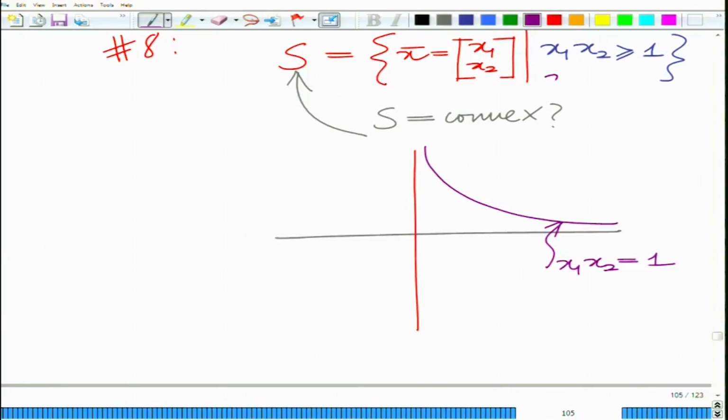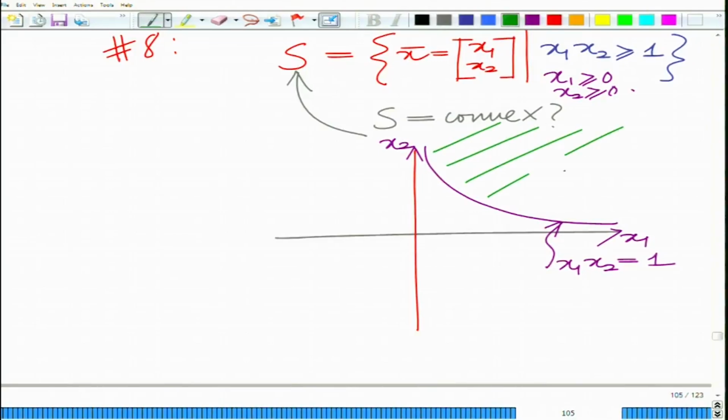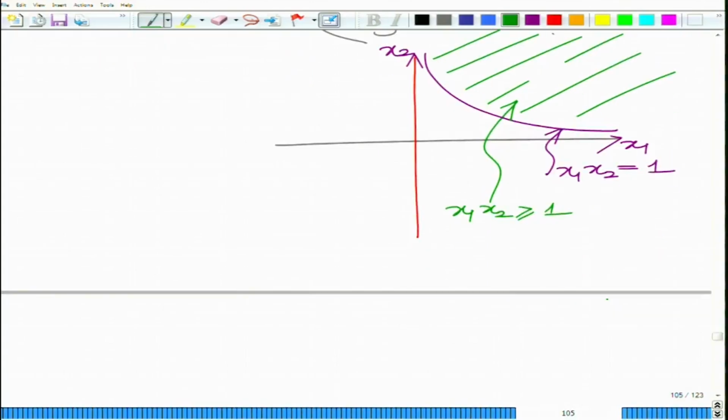Let us also impose this additional constraint x1 greater than or equal to 0, x2 greater than or equal to 0. Okay. And now if you look at this, this is your x1, this is your x2, and x1 x2 greater than or equal to 1 includes this set. So this is the set of all points such that x1 x2 is greater than or equal to 1, and you can visually see that this is convex.